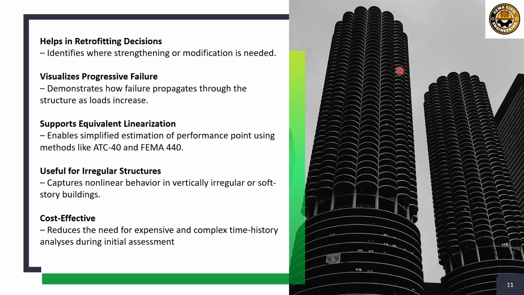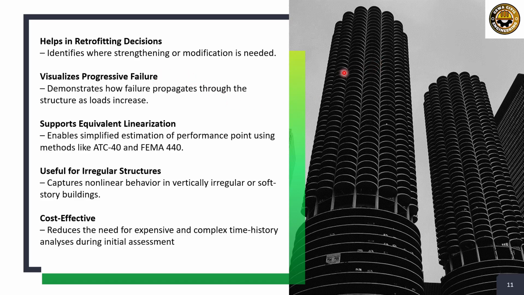So we can check and analyze it using pushover analysis, find the weak points in the building, and then retrofit it to make it less vulnerable. This is how pushover analysis works. It identifies where strengthening or modification is needed, and it helps in retrofitting decisions.